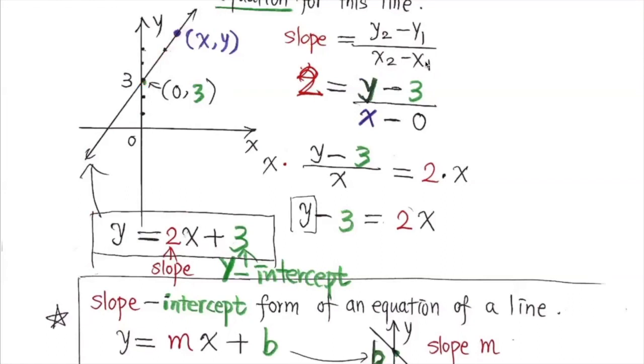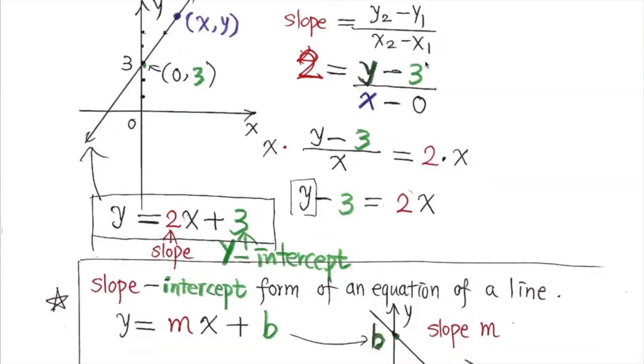Now, in the future, we can actually observe the pattern here. When you put it in this form, y equal to this, the coefficient of x is corresponding to the slope, and this 3 is corresponding to the y-intercept. So we can write the equation of this line in the form y equal to the slope times x plus the y-intercept. That's called slope-intercept form, because this is a slope and this is a y-intercept.